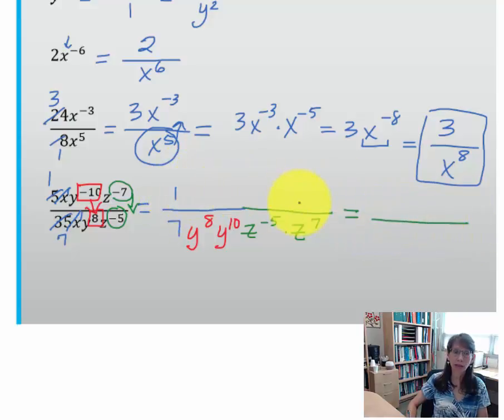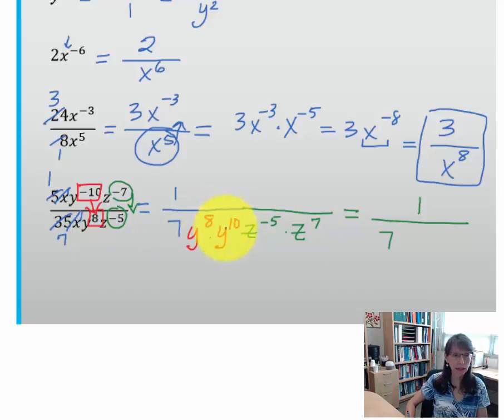So the only term I have in the numerator is 1. We must keep 1 in the numerator. You can't just pretend it's gone. We're going to have a fraction for the answer, okay? So we must keep 1 in the numerator. We also have y to the 8 and z to the negative 5 in the denominator, and now we're using product rule.